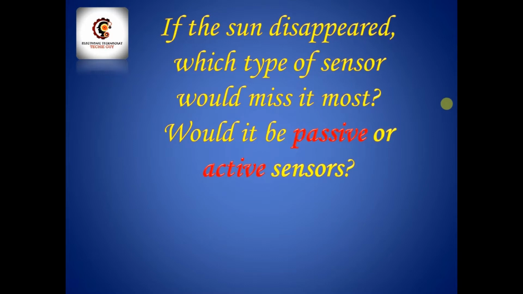Oh, wait a minute. We've got a question. If the sun disappeared, which type of sensor would miss it the most? Would it be a passive one or an active sensor? Well, I'm going to have to think on this topic. My condition is just like this smiley or emoji right now. But I'm going to give you the answer in the last part of the video. Don't worry about it.